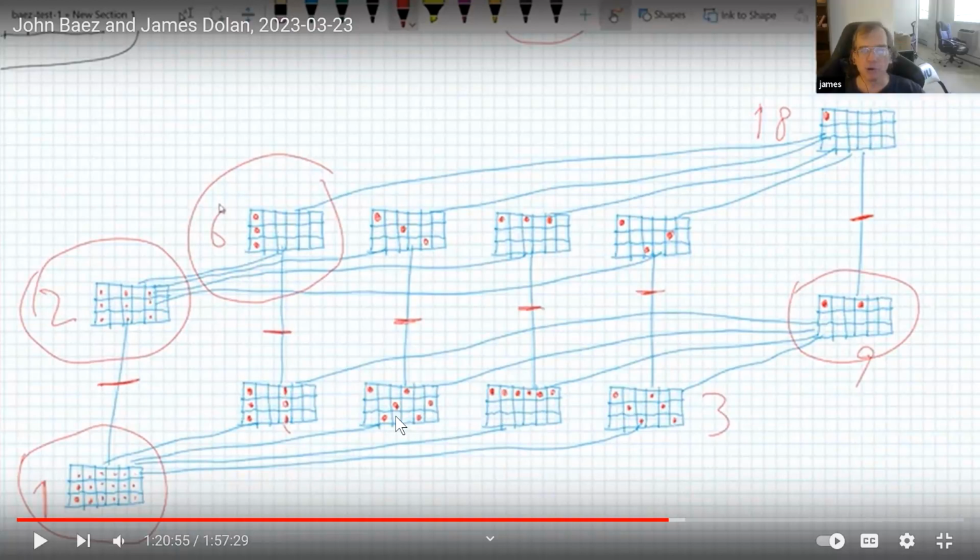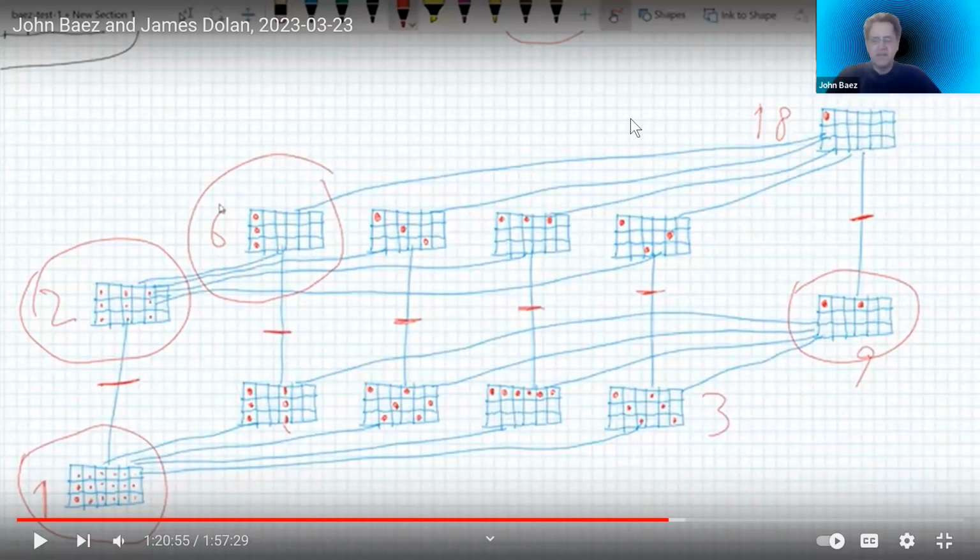But when I was drawing this picture, I don't think I said a whole lot about the nine-dimensional thing and the eighteen-dimensional thing, because I don't think I was thinking about them. But now I am thinking about them, and they seem useful in helping me to understand the Artin reciprocity theorem.